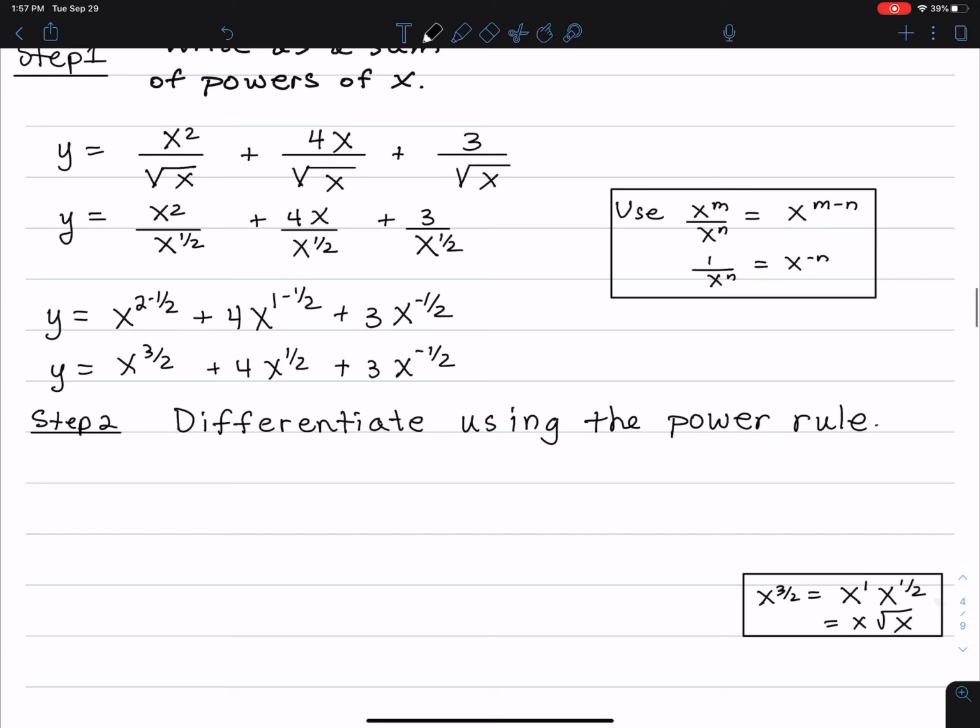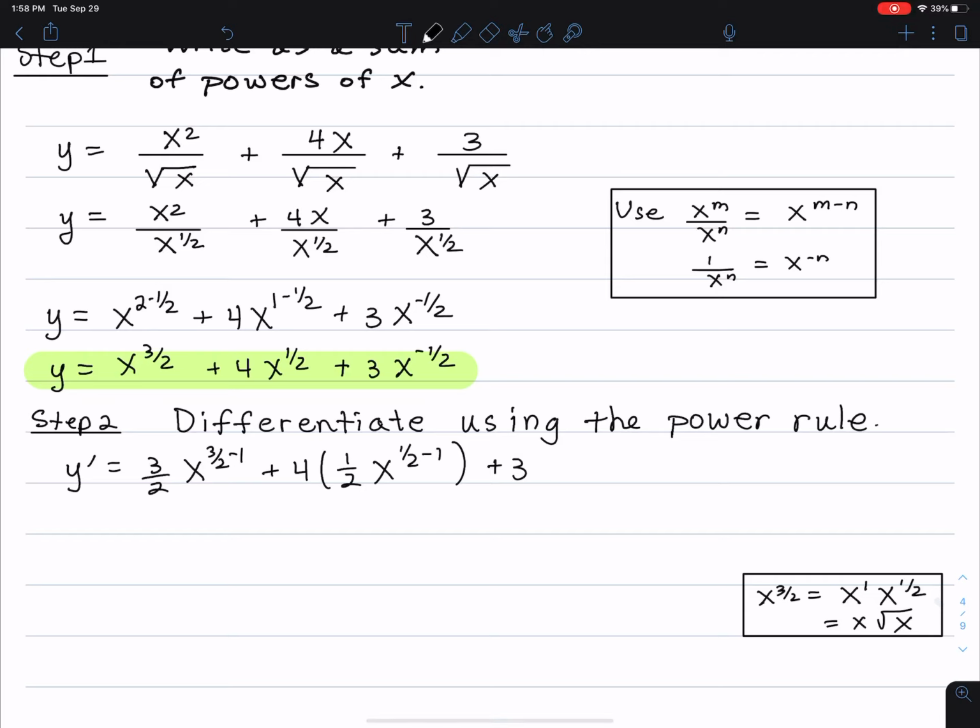All right. So I'm going on to this line here where I wrote the function as a sum of powers of x, before taking the derivative. y prime is 3/2 x to the 3/2 minus 1, plus 4 times 1/2 x to the 1/2 minus 1, plus 3 times negative 1/2 x to the negative 1/2 minus 1. What am I doing? I'm taking the power and putting it in front, and then I do 3/2 minus 1. Then 1/2 comes to the front, 1/2 minus 1. Okay, that's what's working here.